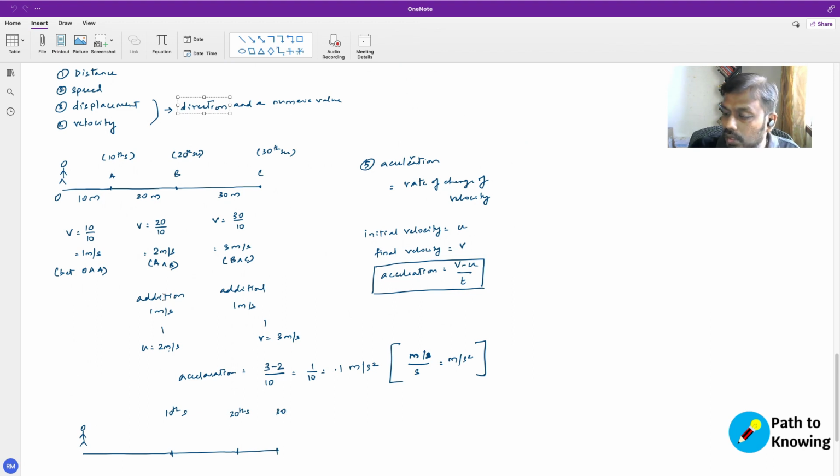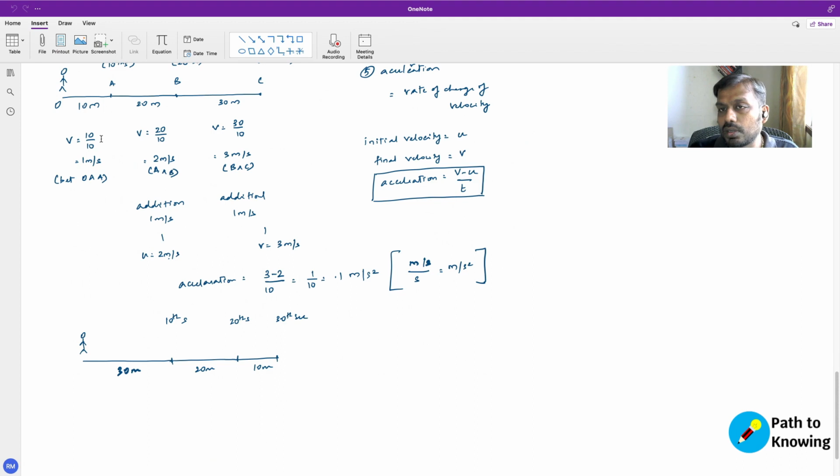So the difference here is that this person travels the first 10 seconds, he travels 30 meters, and in the next 10 seconds he travels 20 meters, and in the next 10 seconds he travels 10 meters. Right? Now, the behavior is opposite to what this person does.